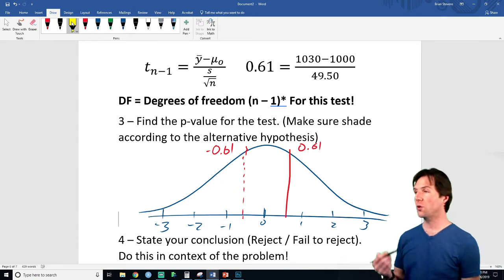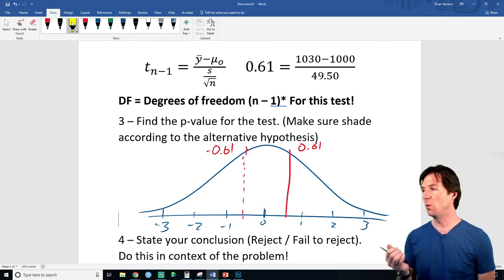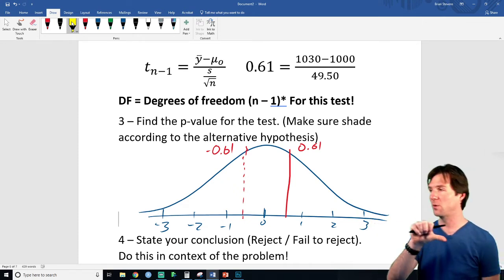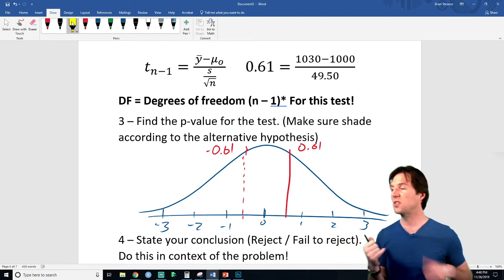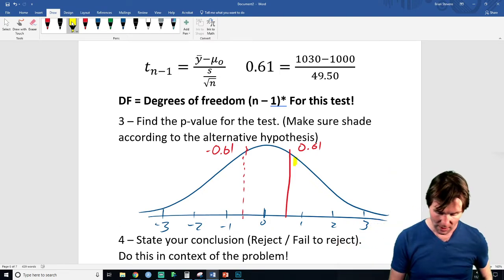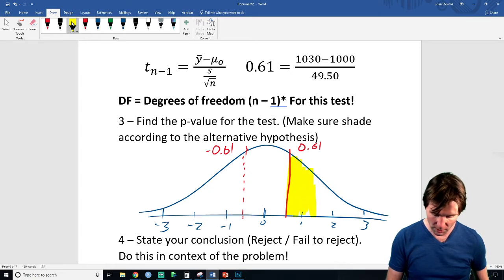So because the alternative is two-sided, if it was one-sided, I would just shade to the right that way. If it was left, I would shade to the left, less than. But since it's two-sided, I shade to both sides. So we go here and we shade our p-value.